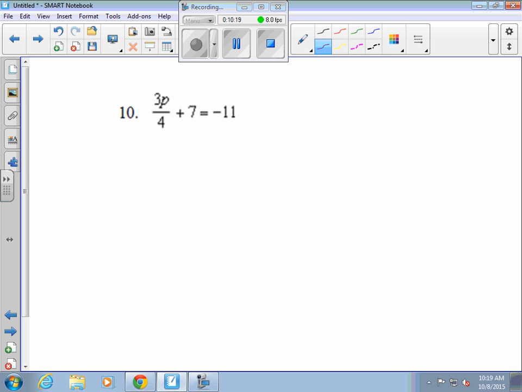Number 10, 3p over 4 plus 7 is equal to negative 11. We want to get p all by itself. Undo plus 7 by subtracting it. You subtract from the left, subtract from the right. Negative 11 minus 7, same signs, add them up, and keep the common negative. We still have 3p over 4 on the left side.